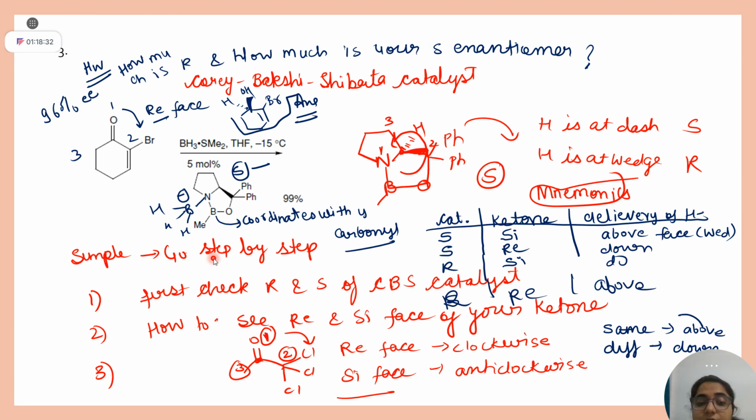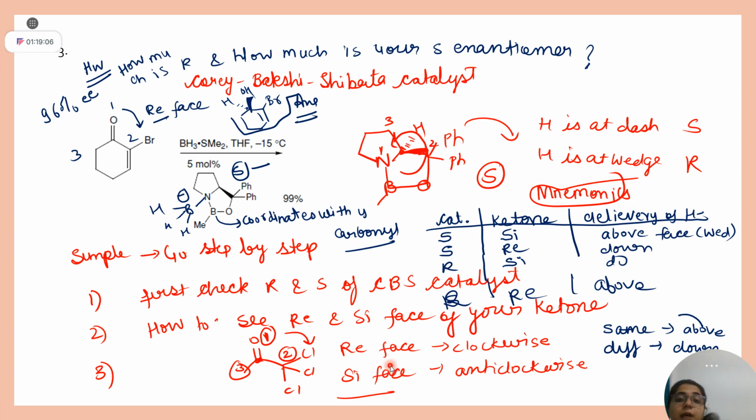Second, you have to decide Re and Si face of your ketone. Your ketone is having Re face or Si face. For that, I have told you already. Always first priority will be your ketone. Then among these two, obviously this will be higher priority as it is having 3 chlorine. So 1, 2, 3 clockwise rotation is Re face, and let's say if the CCl3 group is on the left side, it will be Si face. So two things. First determine stereo of your CBS catalyst and then Re and Si face of your ketone.